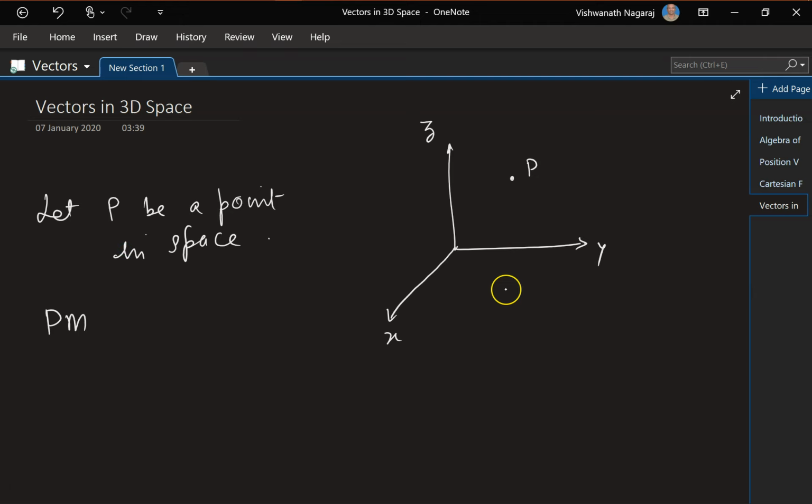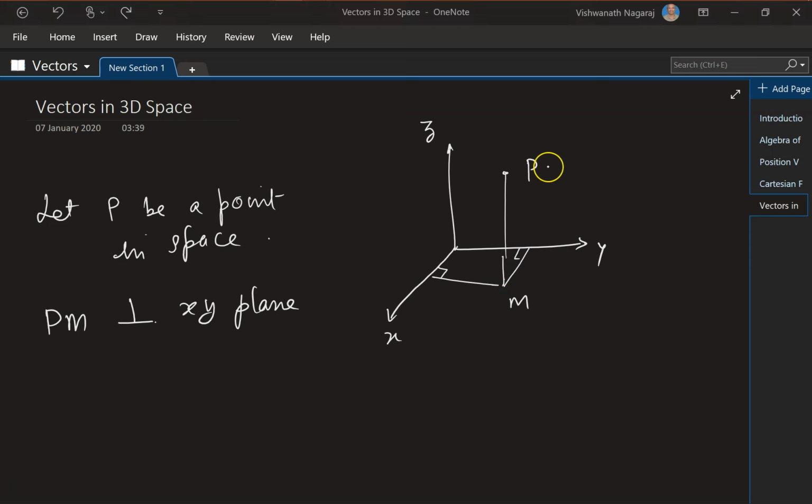If we drop a line from P to the XY plane, right? So a perpendicular to the XY plane. So this is M. Now let's say this is perpendicular and this is perpendicular. Let's say this is A, this is B, and this is C.